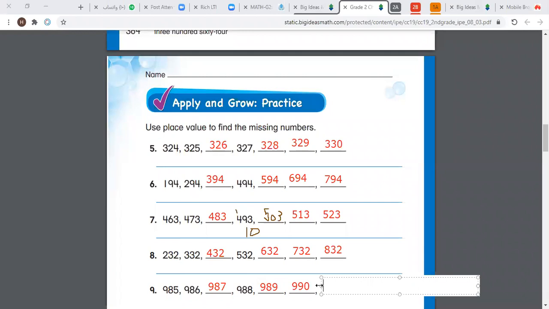Here we increase one in the ones place, in the ones digit. Okay, so count by ones. Here increase one, increase one, increase one. So here 991. Thank you, Dari.